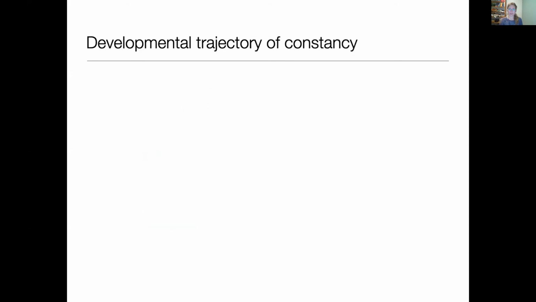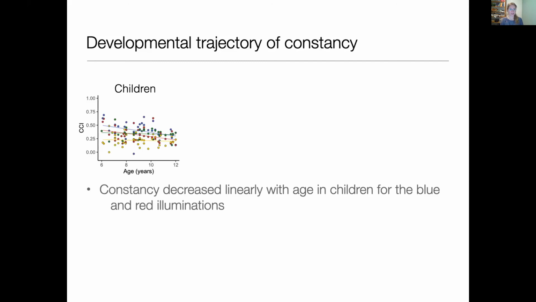Okay, let's look at the developmental trajectory in this case. We again fitted a linear regression to the children's data, and we found that in this case, constancy decreased linearly with age for the blue and red illuminations, but not for the green and yellow illuminations.